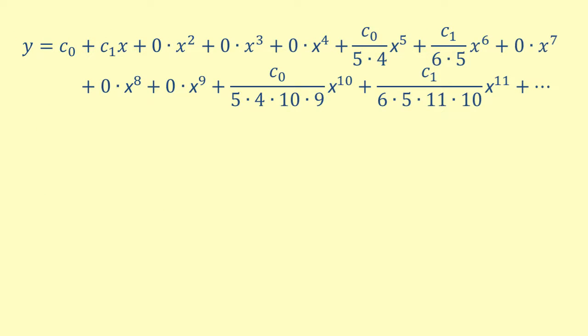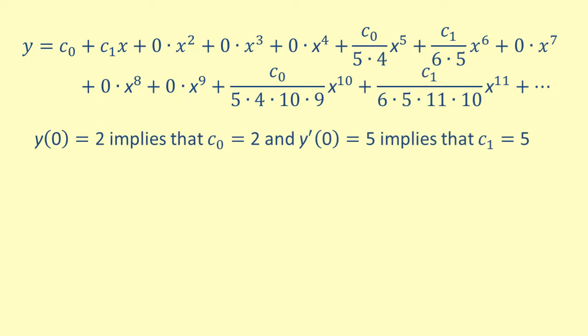Substituting each expression we found for the coefficients into the power series, we can write y using c sub 0 and c sub 1. Then using the initial conditions, we can see that y of 0 equals 2 implies that c sub 0 equals 2, and y prime of 0 equals 5 implies that c sub 1 equals 5.